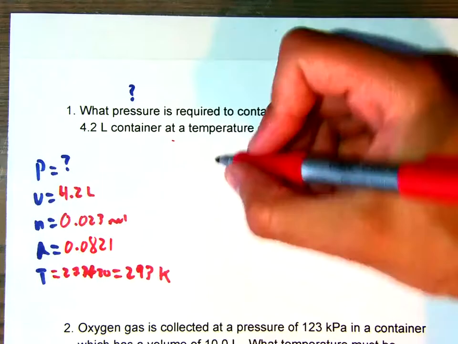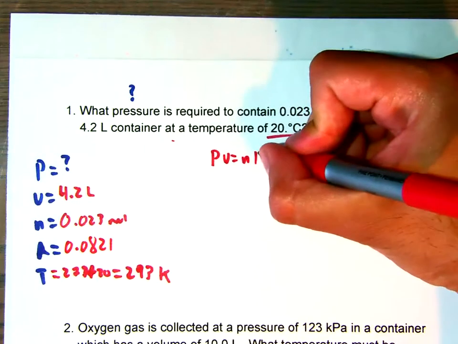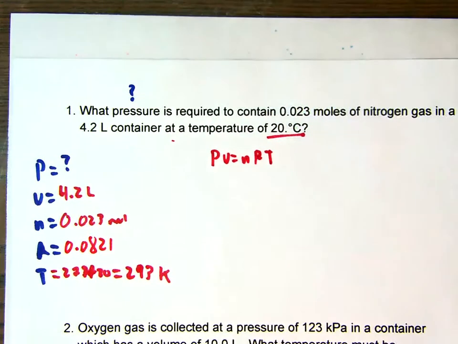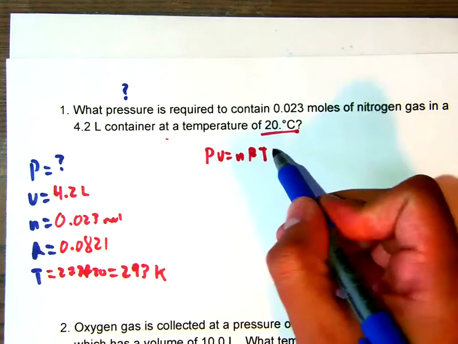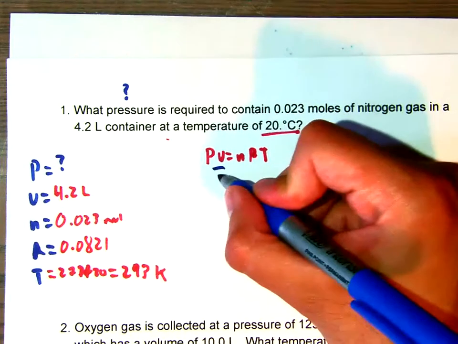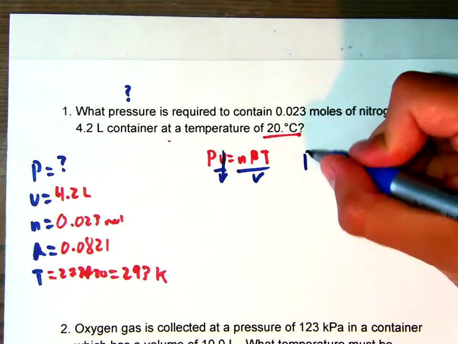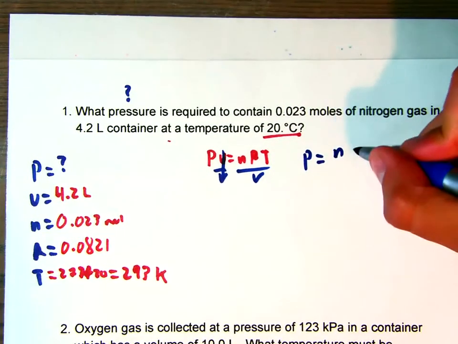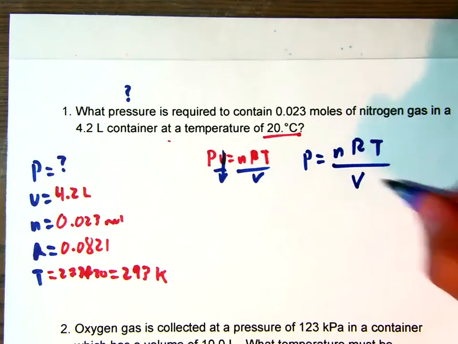Okay, so this is my equation: PV equals nRT. So if I want to get pressure by itself, then I need to move volume to that other side. In other words, I need to divide both sides by V. This cancels. This gives me pressure equals nRT divided by V.